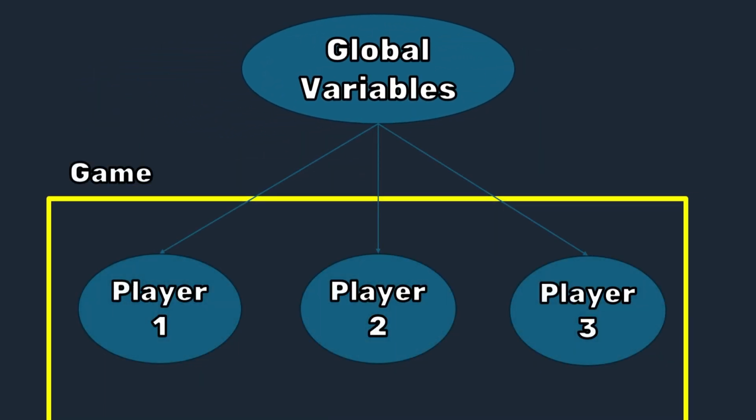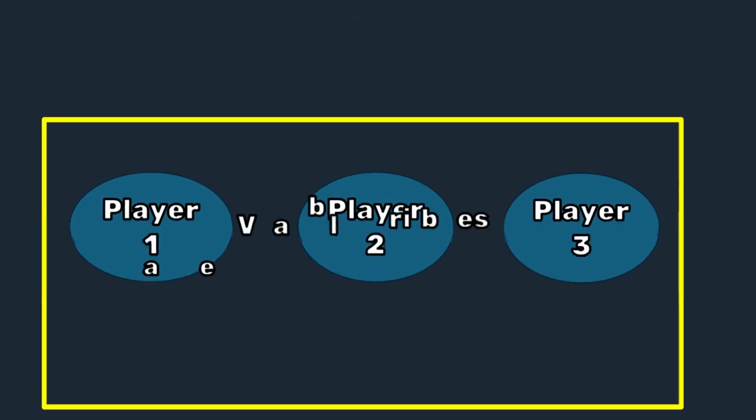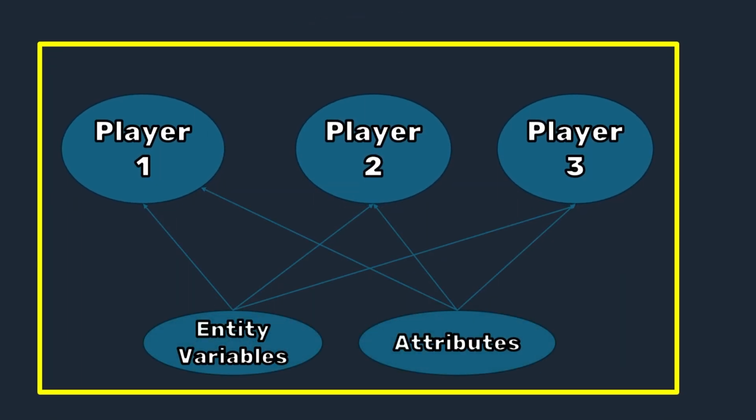Now here we can see a small example. The global variables exist kind of outside of the game, within the players. So whether these players exist or not, the global variables will stay there and stay persistent. Whereas entity variables and attributes are given to the players depending on whether they exist or not.